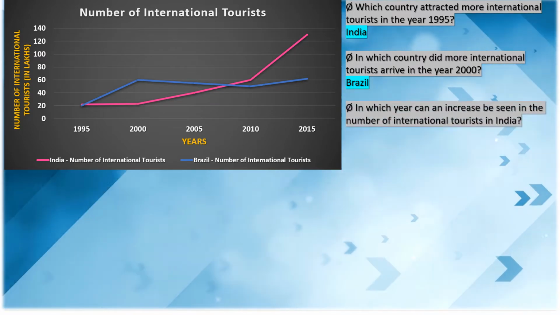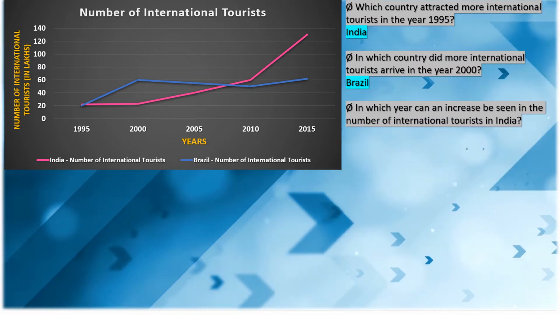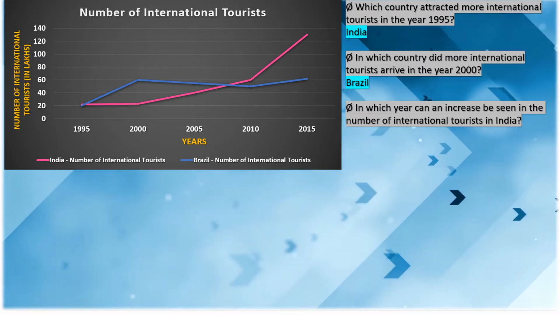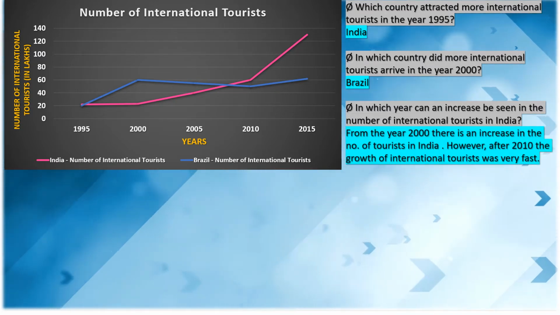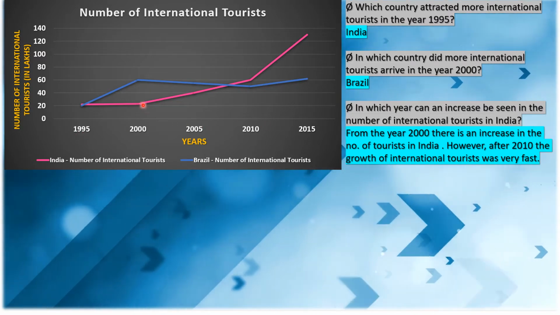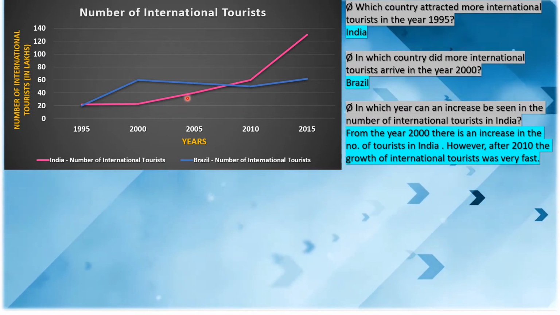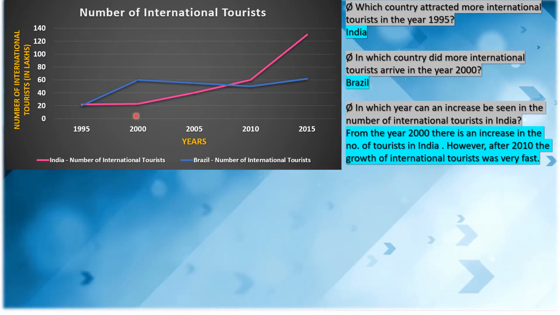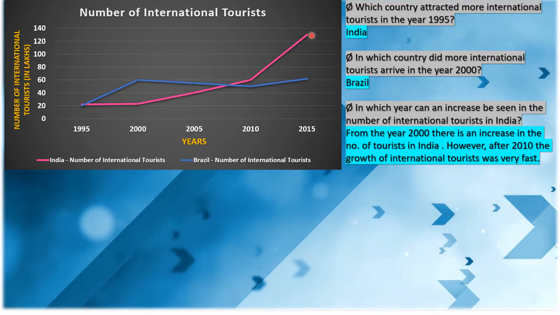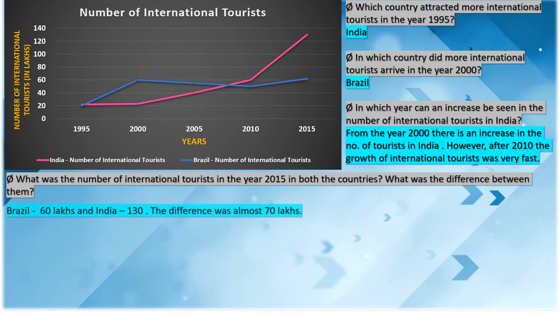The third question, in which year can an increase be seen in the number of international tourists in India? Now here we have to answer a bit properly. As I mentioned, from the year 2000, there is an increase in the number of international tourists in India. If you see, the graph is moving steadily. However, after 2010, the growth of international tourists was very fast than that of Brazil.